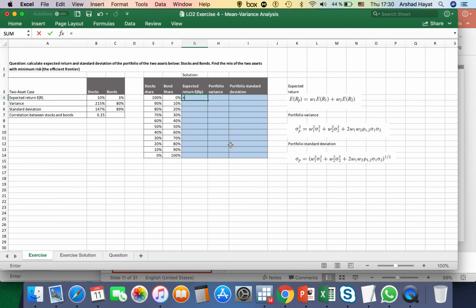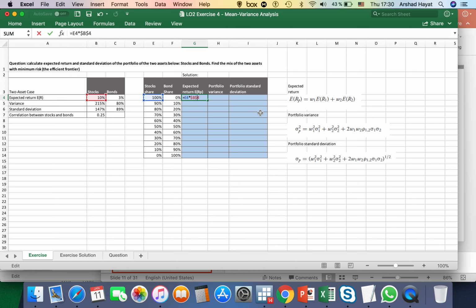This is W1, multiplied by the expected return on stocks. We have to be careful here. When we drag this down, the formula will apply to the cells below as well. However, we don't want the 10 to change in this formula, so to keep it fixed we put a dollar sign before the column and a dollar sign before the row.